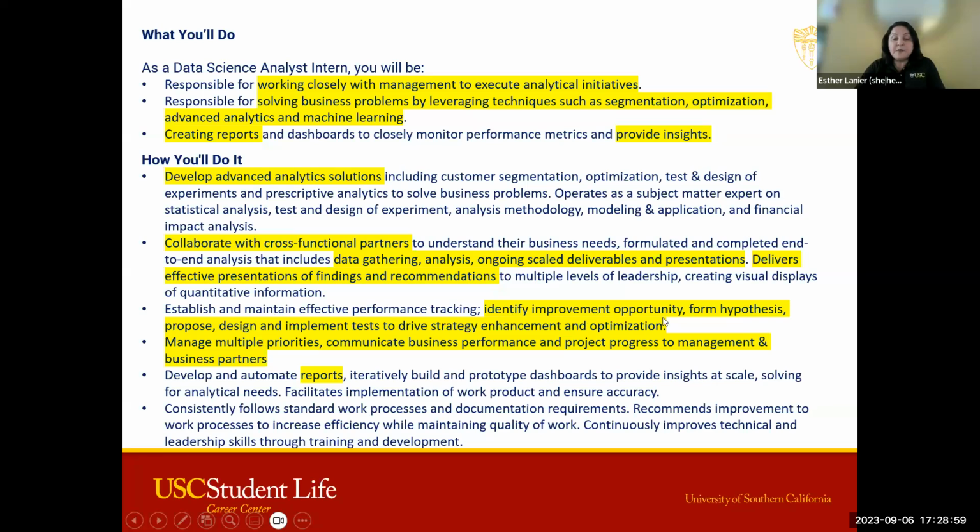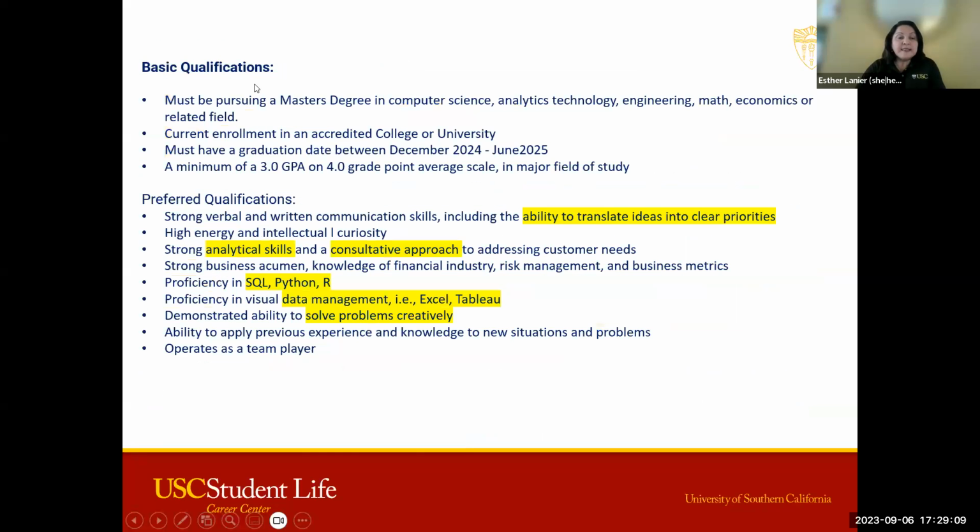And so identify improvement opportunity or hypotheses, right? This is where your creativity comes in. Also, building more reporting. And then just kind of get to the basic qualifications. By this time, the employer is just giving you a laundry list of things, right? So, basic, your academic qualifications, and then it gets into preferred qualifications. Again, it goes into being able to translate ideas to clear priorities. So analytical skills, have a consultative approach. So then it gives you what are some of the particular technical skills you're looking for.